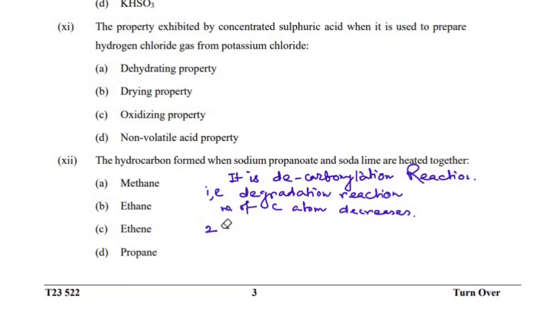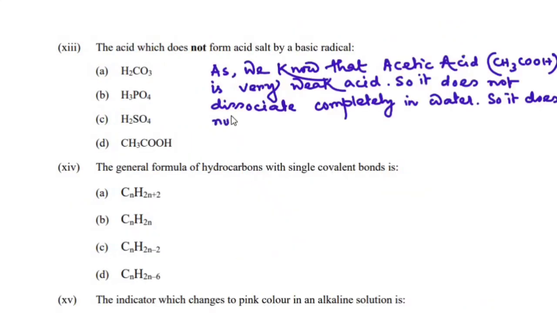Here the carboxylic acid is propanoic acid, and with the help of soda lime it converts into sodium propanoate. The number of carbon atoms in sodium propanoate is 3. So the alkane formed by decarboxylation will have one carbon atom fewer than this carboxylic acid. So the number of carbons will be 2. So the answer is option B, ethane.